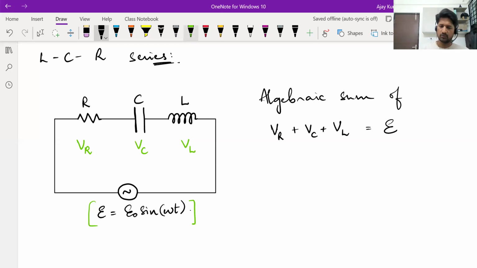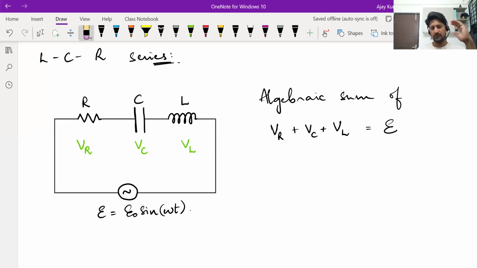Suppose this EMF is some 10 volts at a particular time. Time to time, it keeps changing. Let's say it is 10 volt. Then when you add these three, it should become equal to 10 at that moment. Obviously it should be. Total voltage across that branch is 10. So the sum of all voltages should be equal to 10. That's fine.